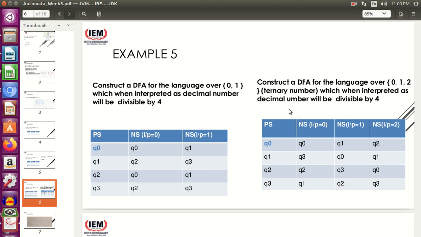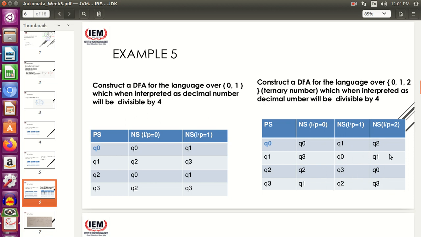And so what change will you make in the truth table? The change will be the number of next states will change. You had input equal to 0, input equal to 1. Here you will also add input equal to 2, since this is a ternary number. Again just repeat the sequence. So Q0, Q1, Q2, Q3, Q0, Q1, Q2, Q3, Q0, Q1, Q2, Q3.